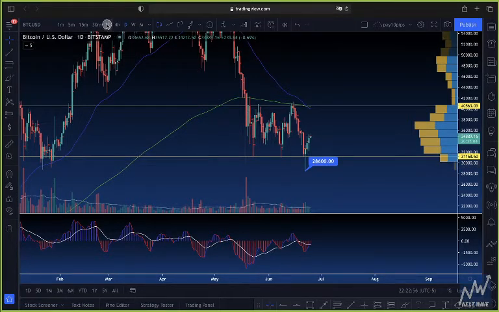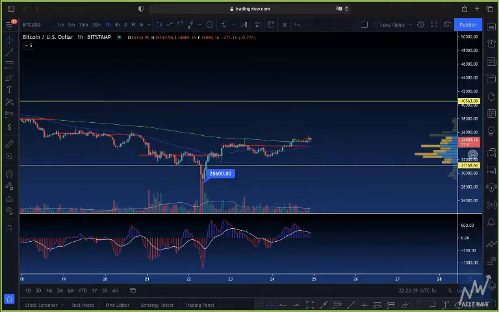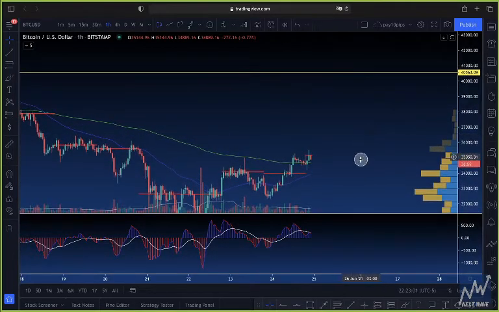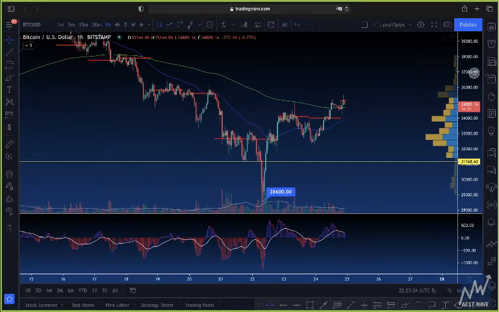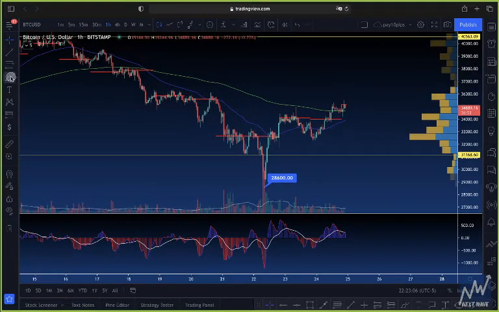The second thing I was looking for was a change in structure. Well, we sort of do have that now. We have this little bullish structure forming. So we had this move up that took out these highs. Then we had a move down, that's a lower high. And now we have a higher high. So the bullish structure is kind of setting in.